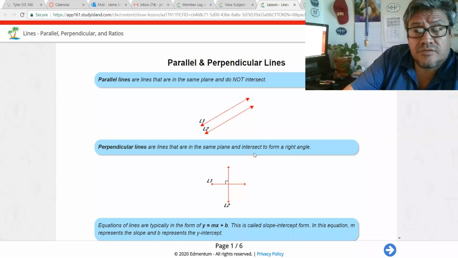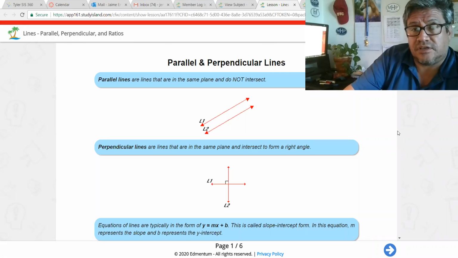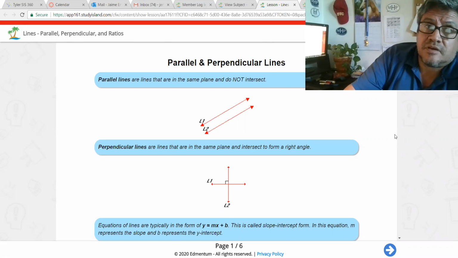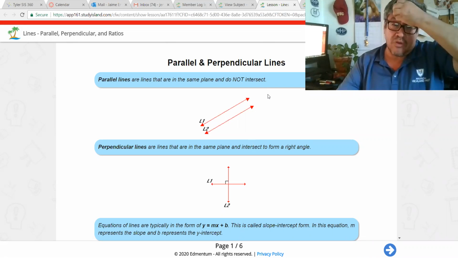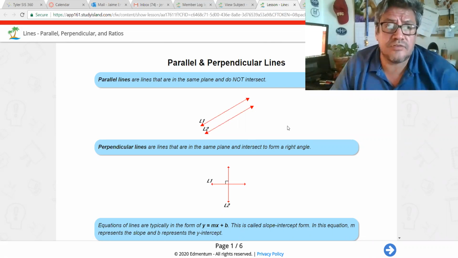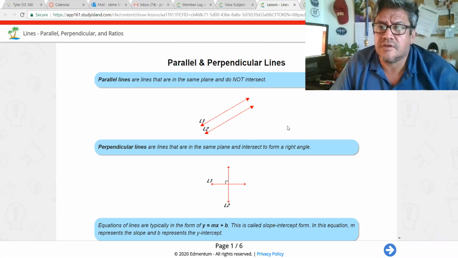Okay, so let's do this first part of 6C, which is lines. On this section, we're just going to be looking at parallel and perpendicular. So let's go ahead and read along together. Put the tools there. Those are usually helpful.